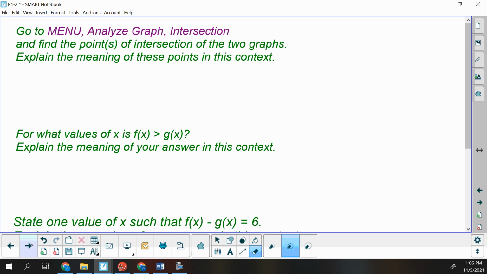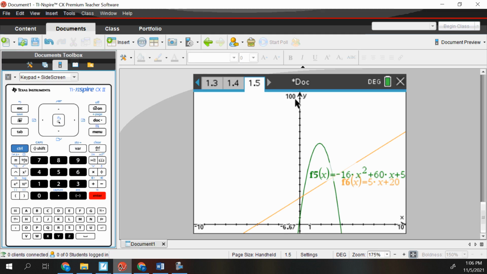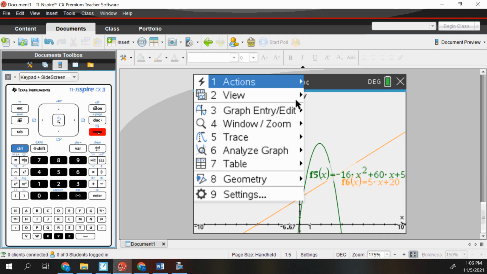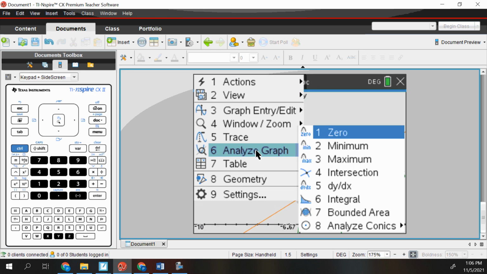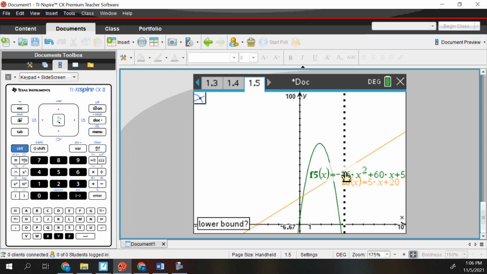All right, down on the bottom, we want to find our points of intersection. So to find points of intersection on a graph, you go Menu, Analyze Graph, which is where almost everything you'll ever need is in the graphs page. And we want to find intersection. Well, it asks us for the lower bound. So you have to move your cursor left of the intersection you want to find. I'm going to find that left-hand one first, so I'm going to move my lower bound over to there.